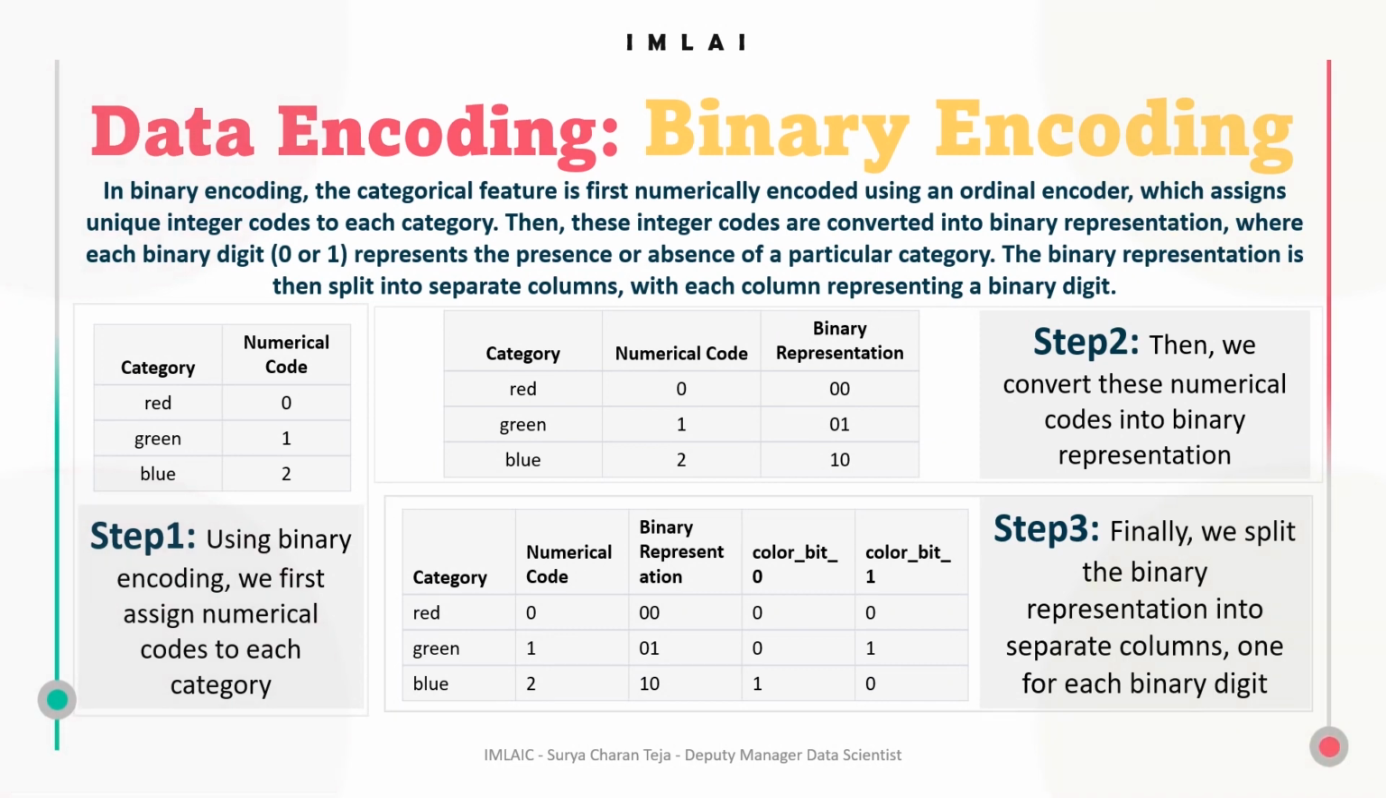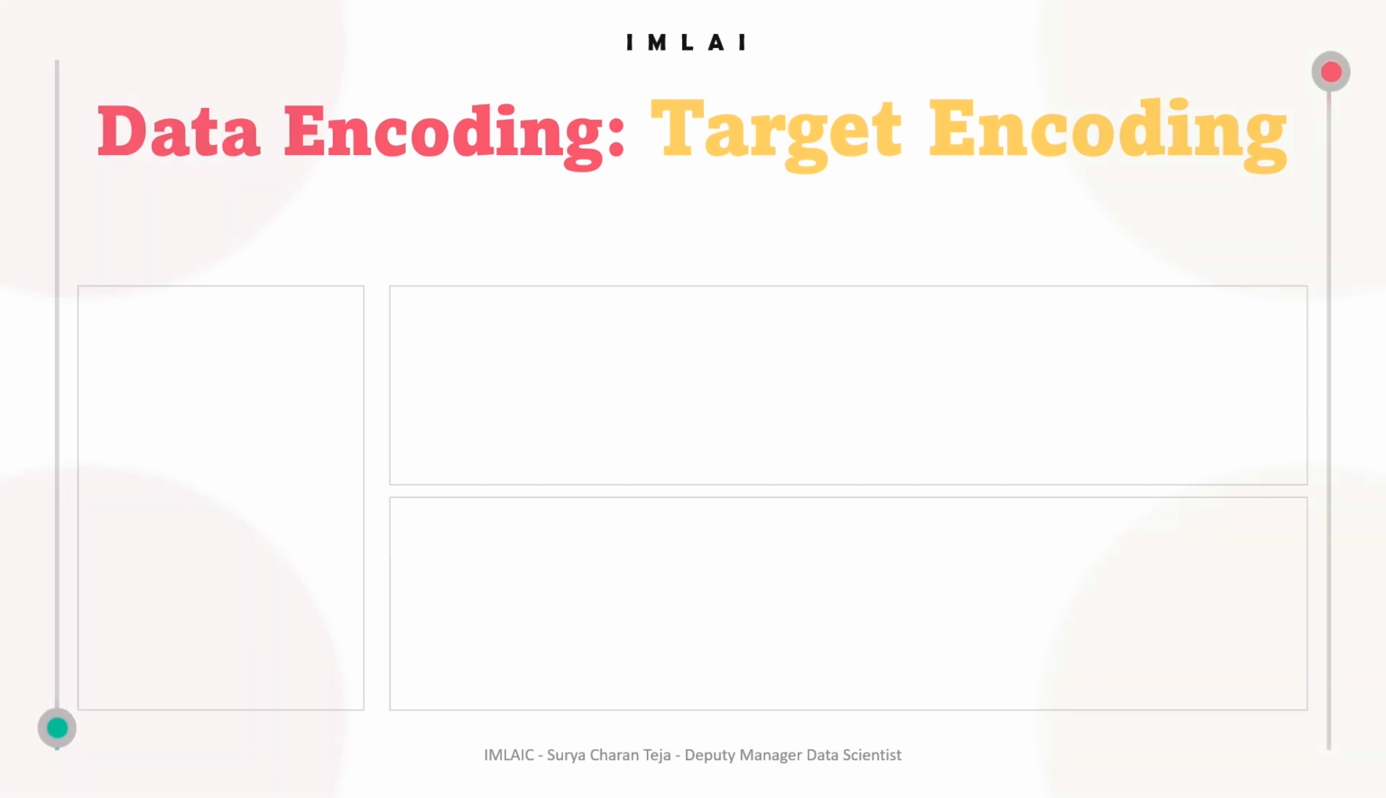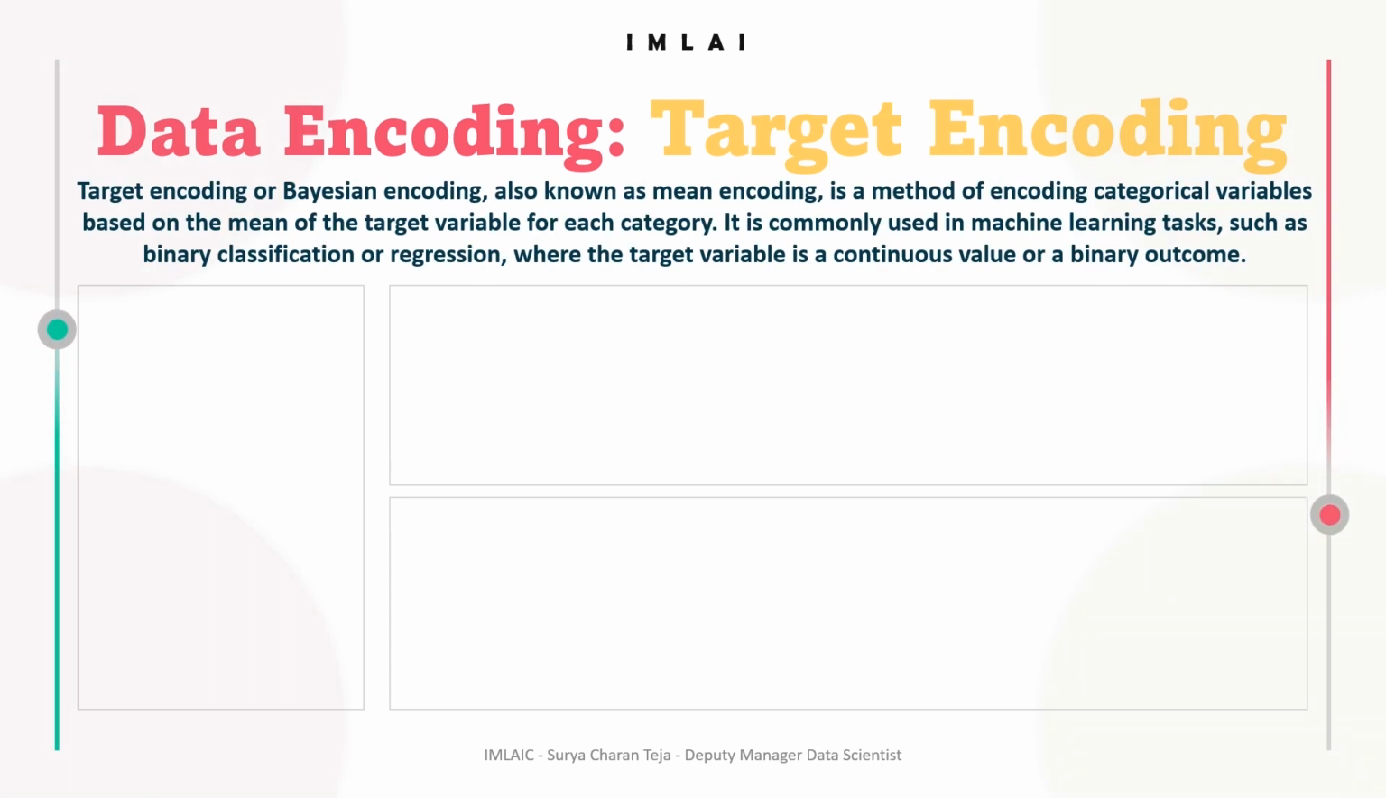So now we will be moving on to another data encoding technique. This is known as target encoding. Target encoding, also known as mean encoding or Bayesian encoding, is a method of encoding categorical variables based on the mean of the target variable for each category.